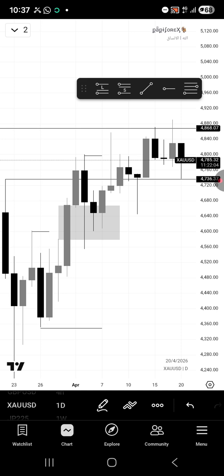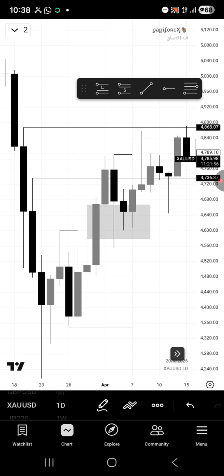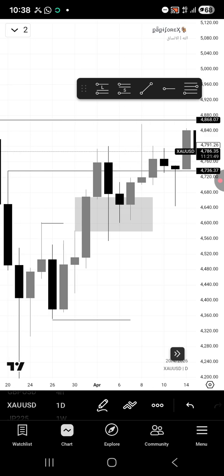Because I rephrased it to my own understanding, you understand? So what did price do here? Price reacted on this fair value gap, you understand? It gave a respecting candle, because this is a respecting candle, a long wick, you understand?